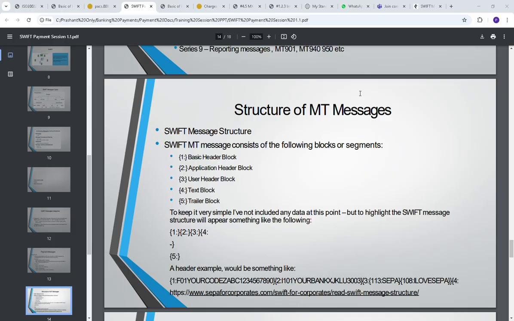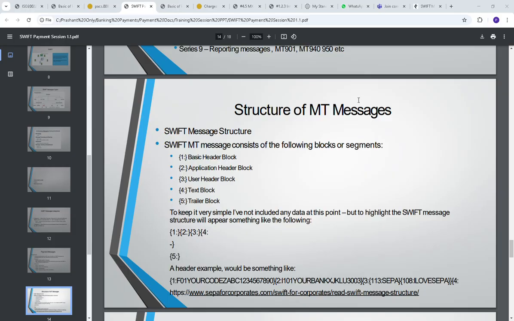Total 5 blocks are there. In the first block we have the sender or receiver BIC. Block number 2 is called the application header block. It has a first letter I or O. I means an inward payment, and O means an outbound payment. The next three digits show which payment type it is. 103 means bank to bank credit transfer or customer to bank credit transfer. And depending on the direction of the payment, I or O, the second block will be the sender BIC or receiver BIC.